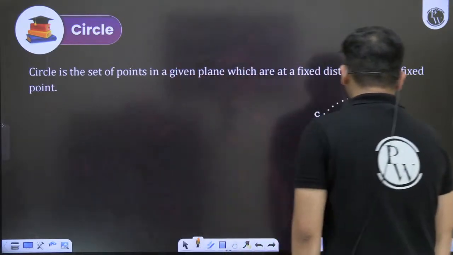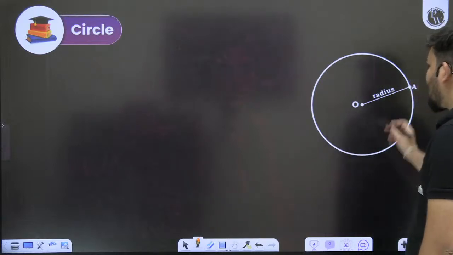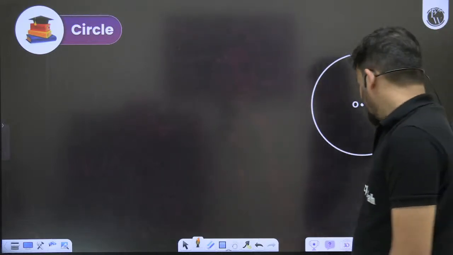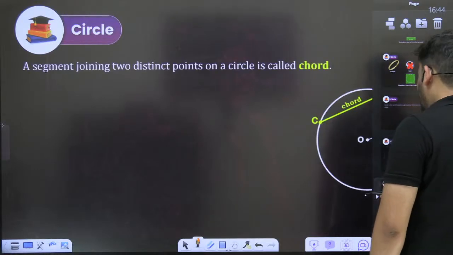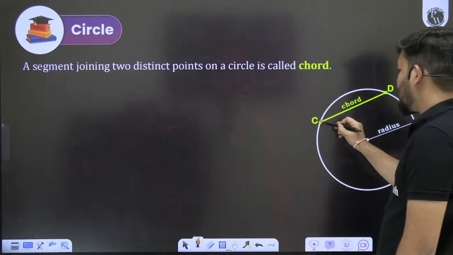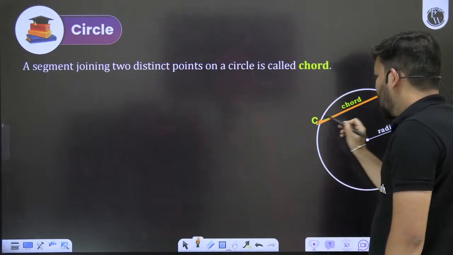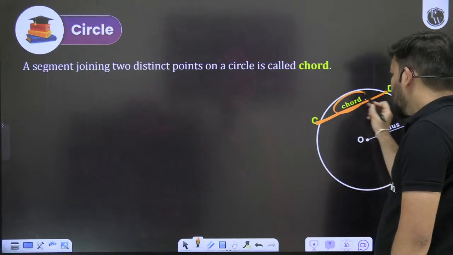What is this constant distance known as? That constant distance is nothing but the radius of it. The next point: the segment joining two distinct points is called a what? A chord. You can see there are two points. If I draw a line between two different points, this is your chord.